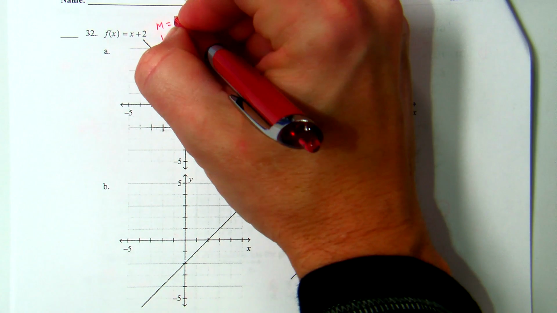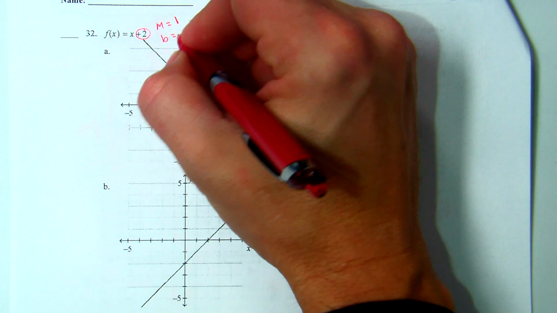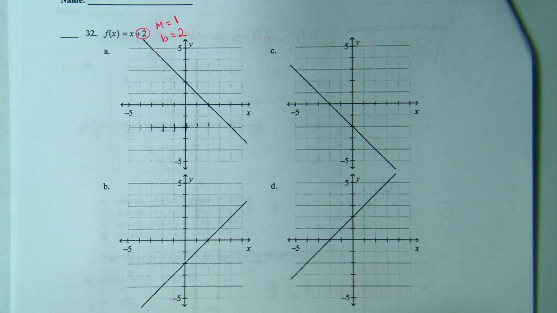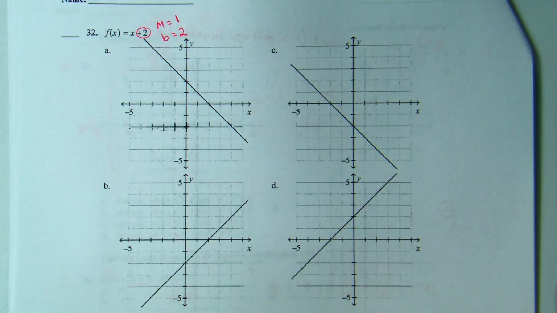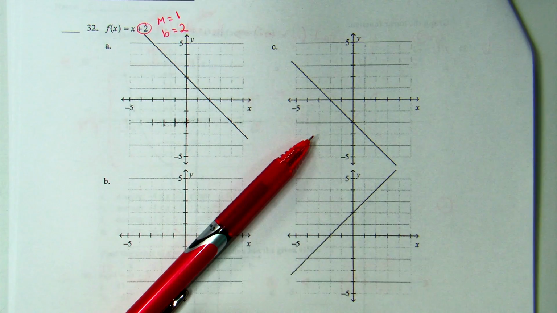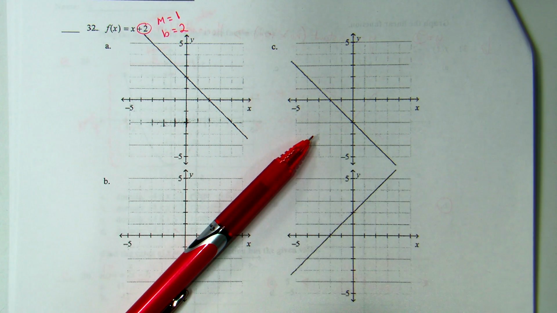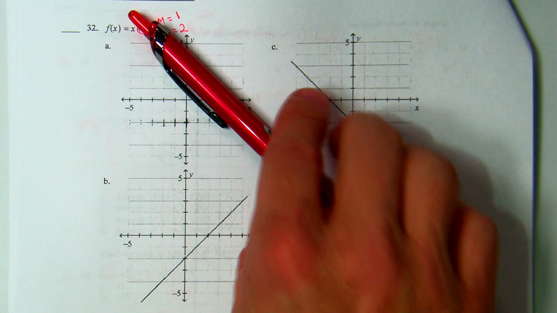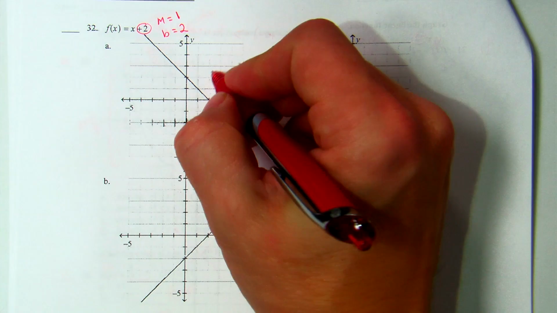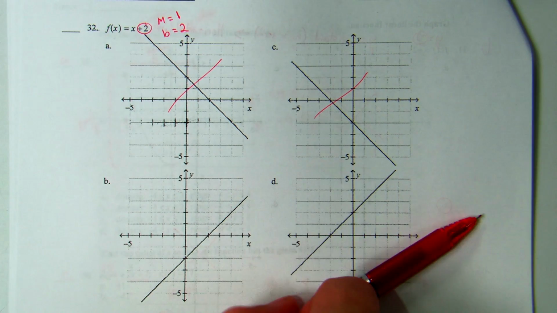The slope here is a positive 1. The y-intercept is everything after the x there. It's a positive 2. And the slope, obviously, is just 1 over 1. It's positive, so we're looking for a graph that is moving up from left to right. If a slope is moving down from left to right, that's negative, but in this case we're looking for a positive slope. So A and C are not going to be options. We're looking at B or D.